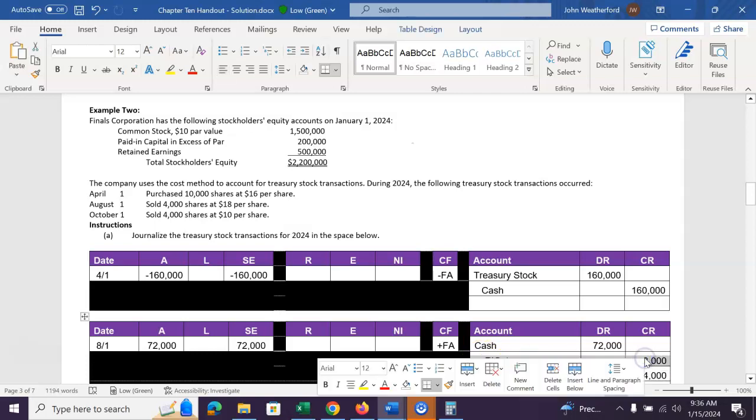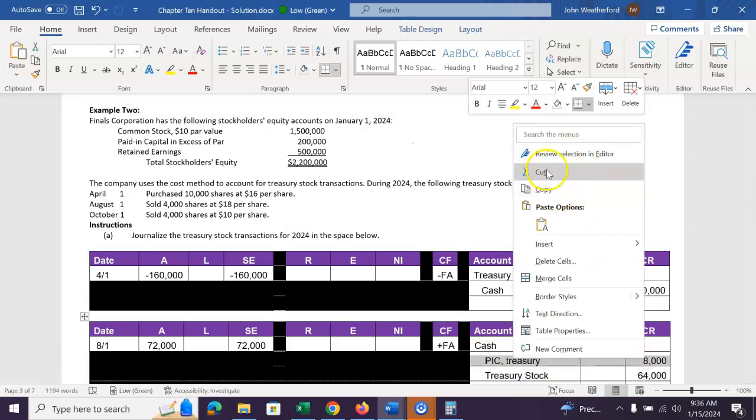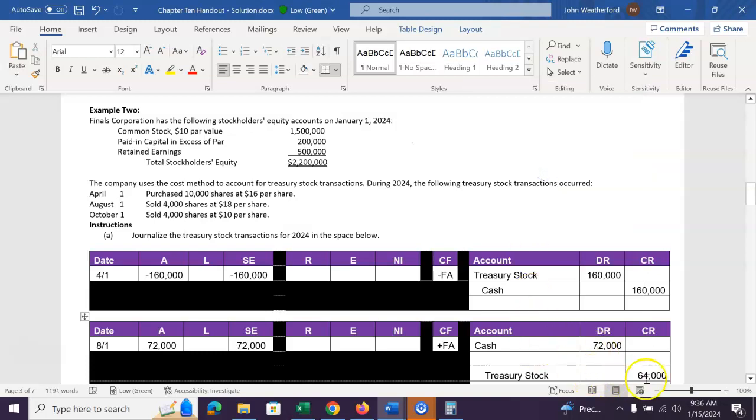And all right, so at this point, we've got a debit to cash for $72,000 and a credit to treasury stock for $64,000. Now to balance the entry, we need more on the credit side, right? So this is going to be a new account. It stands for paid-in capital from sale of treasury stock, right?